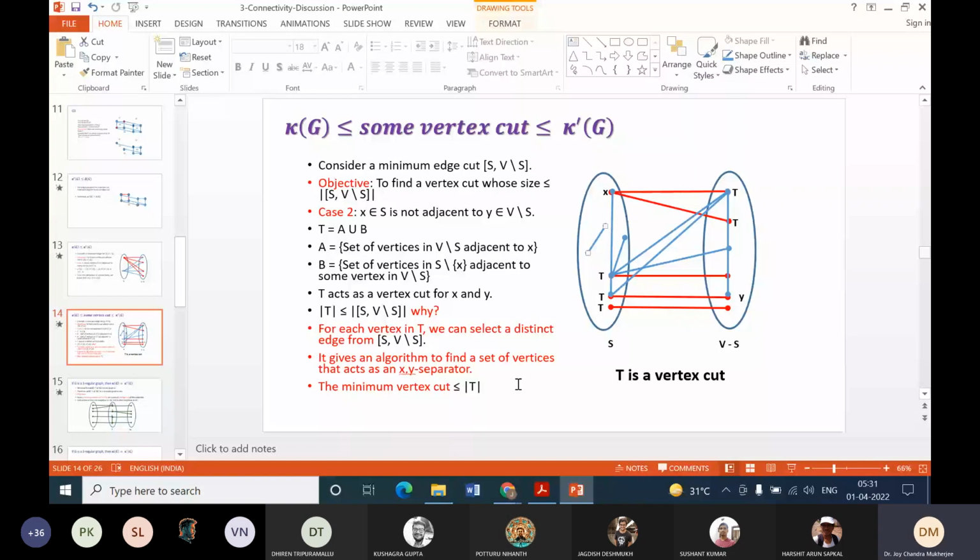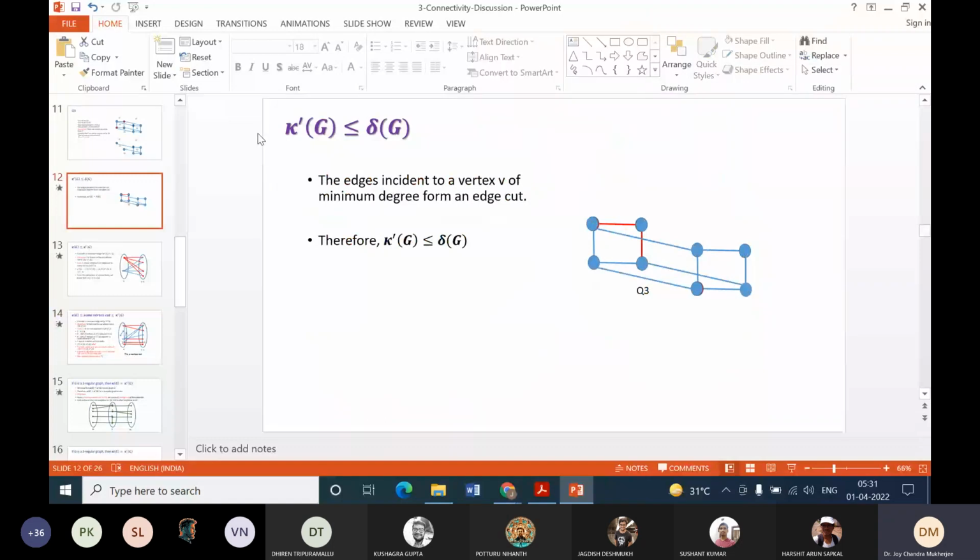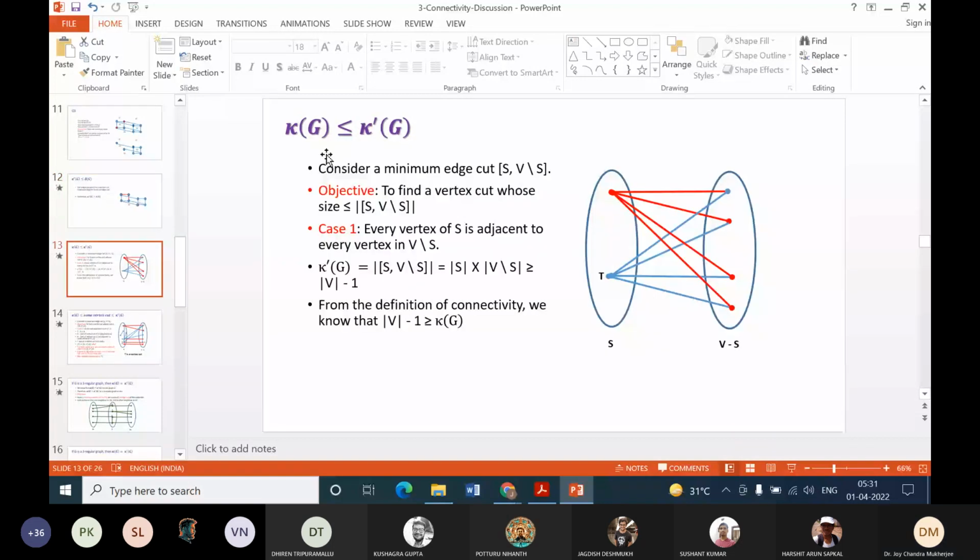If we take both of them, we see that chi G is less than or equal to chi prime G, which is less than or equal to delta G. So for any graph G, chi prime G is less than or equal to delta G, and chi G is less than or equal to chi prime G. Taking both of them, we can write that for any graph G, chi G is less than or equal to chi prime G, which is less than or equal to delta G.